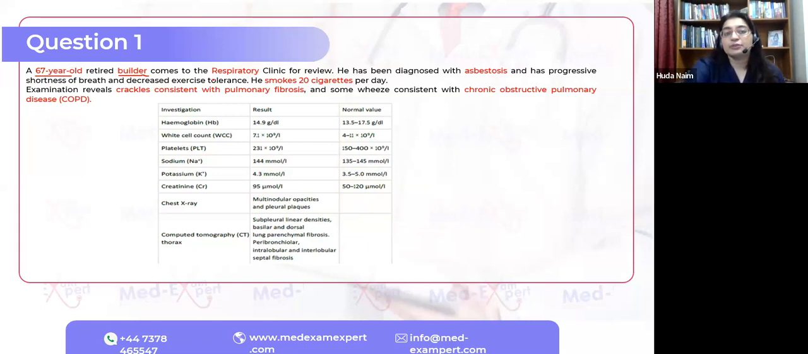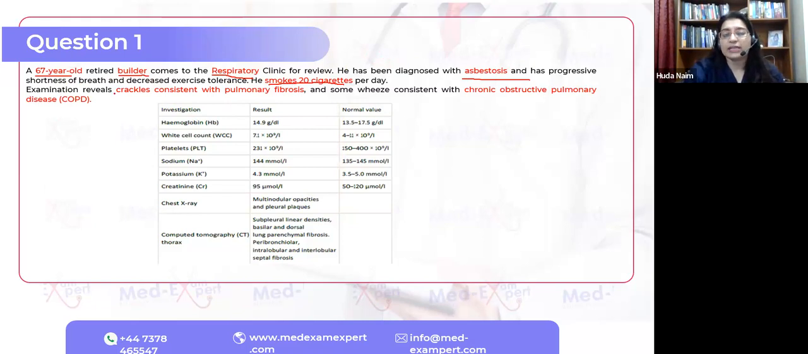Then comes the respiratory clinic. The respiratory clinic would literally narrow down a lot of your thinking process. You just start thinking about respiratory. And he's been diagnosed with asbestosis. So now you're thinking about occupational, and they're telling you that the patient has shortness of breath, decreased exercise tolerance, and he smokes 20 cigarettes per day. Very important information. In just one read, you know that there's an old man who's a builder who has asbestosis, and he's now presented with shortness of breath, and he's a smoker.